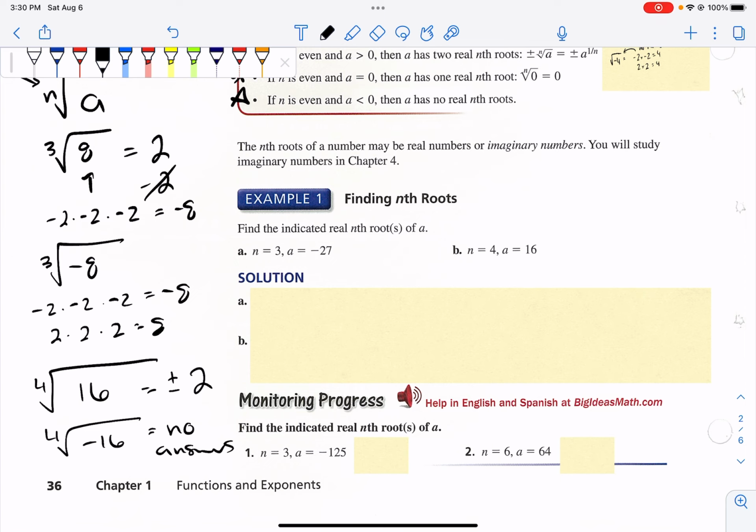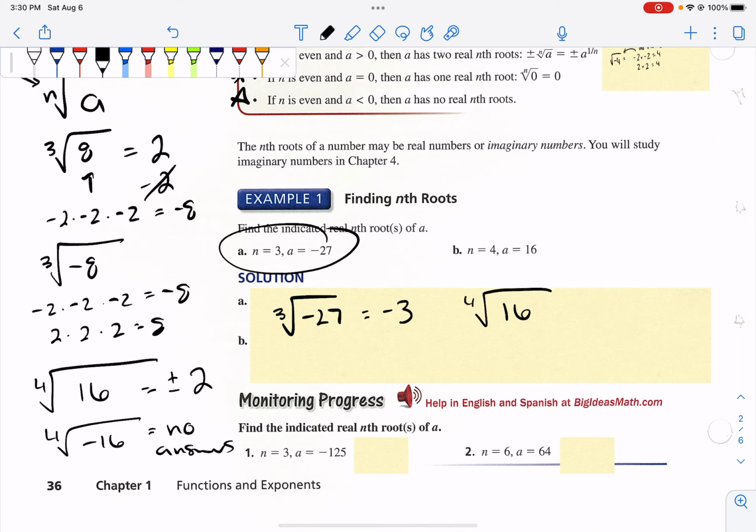Now, you don't have to memorize this because you can do these on your calculator, all right? For example, A right here. Find the indicated real root. It wants n to be 3, and it wants negative 27 on the inside. If you can't memorize those rules, plug it in your calculator, and you're going to get the answer negative 3. Cool, you're done. Part B, if n is 4 and A is 16, plug that in your calculator, and you're going to get the answer 2.